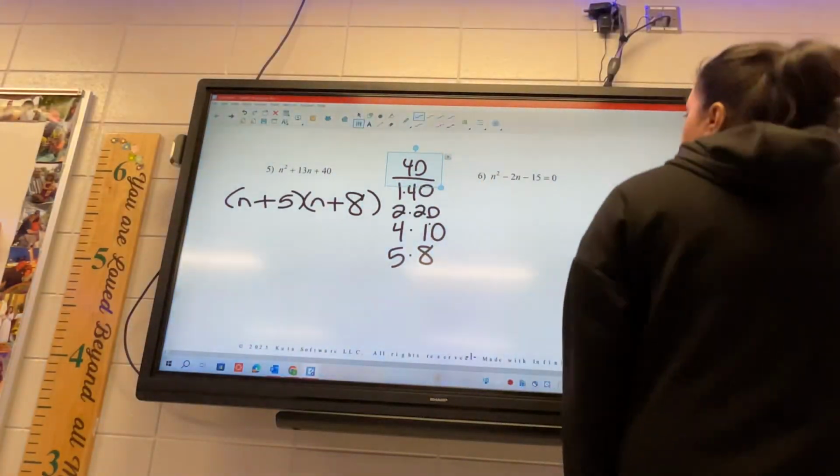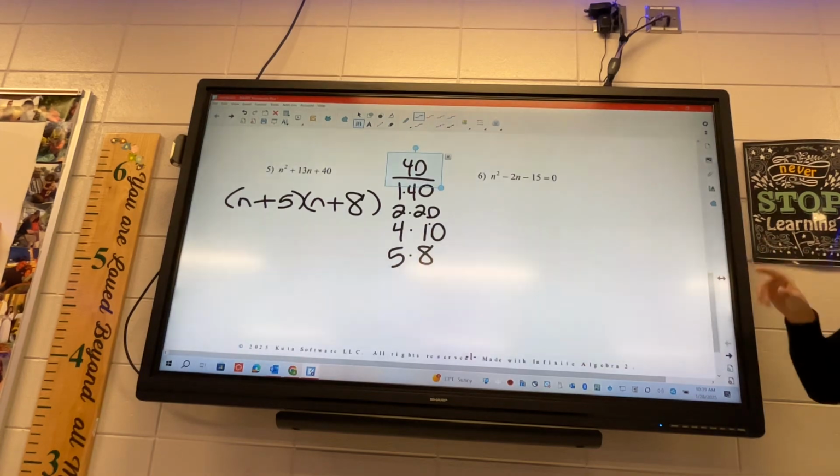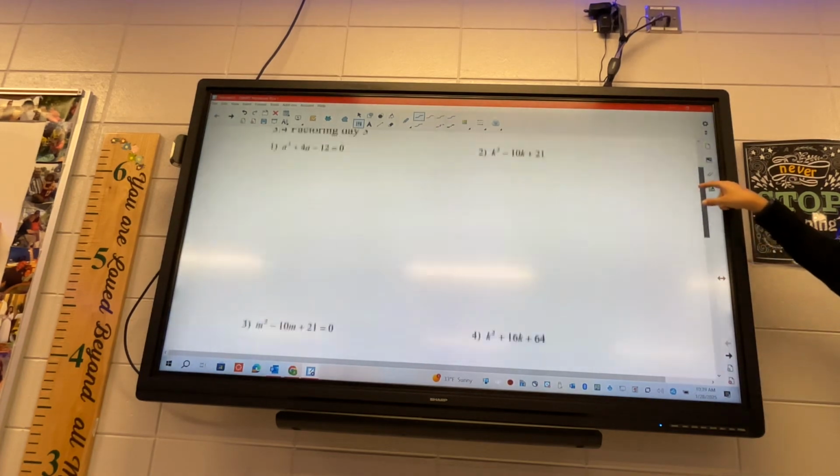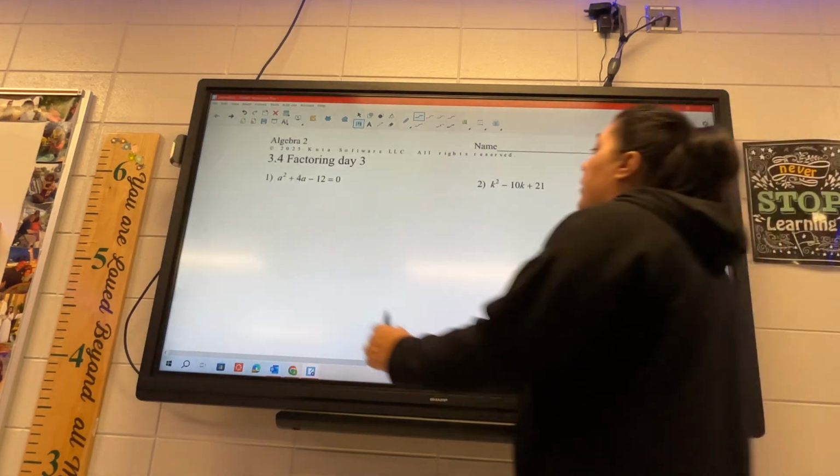Okay, so this is what we've been doing all week. There's no equal sign. This is what we did. Now, let's look at number 1. Even though there's an equal sign, we're still going to draw our two parentheses.